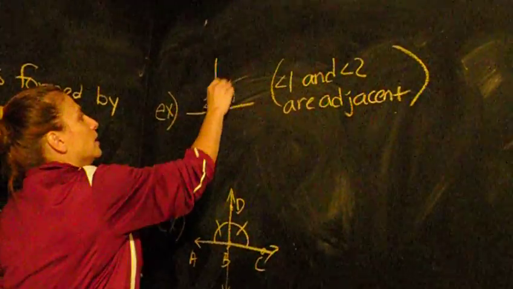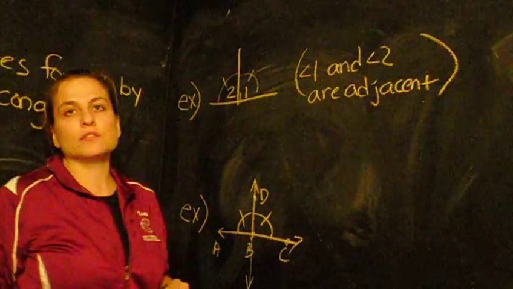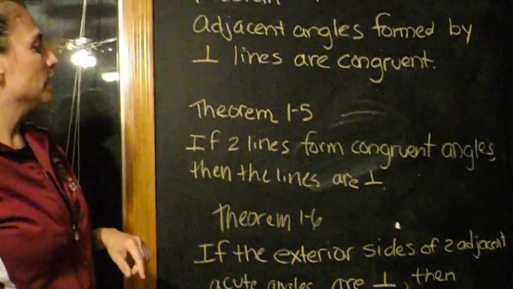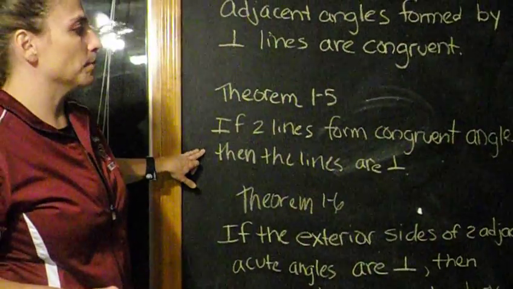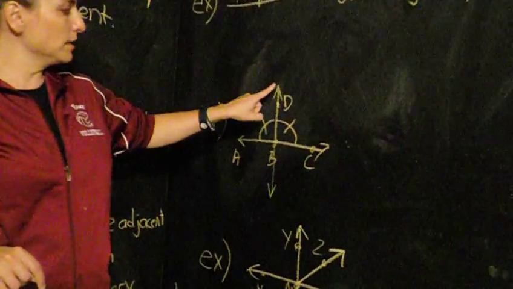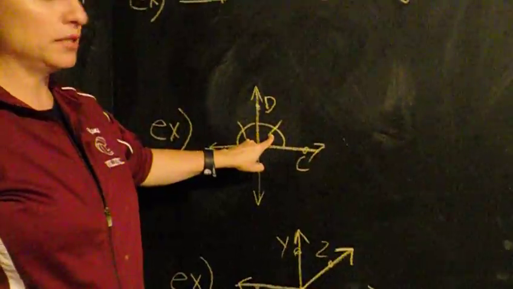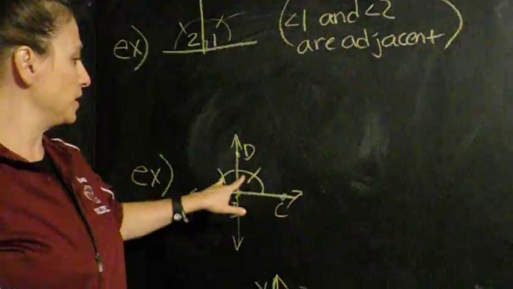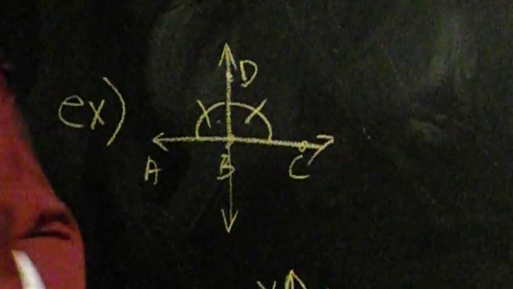So if those two lines are perpendicular, we know that's a right angle, then these two angles are congruent. Our next theorem, theorem 1-5, says if two lines form congruent angles, then the lines are perpendicular. So I put another example over here. These two lines have two angles that are congruent. So that means that these two lines are perpendicular. If these two are congruent, they must be 90 and 90, and therefore that is perpendicular.